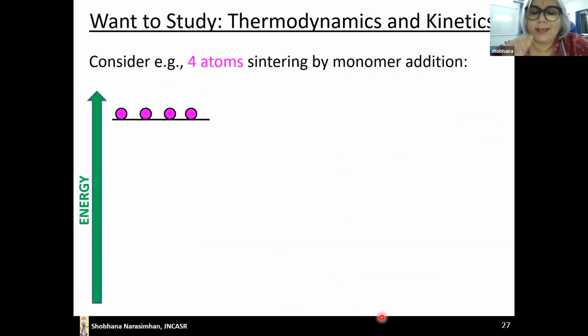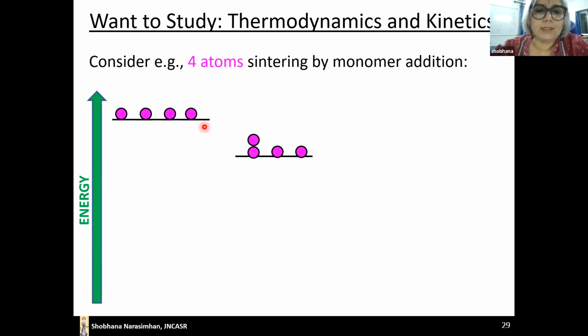So again, a couple of rather explanatory, simple slides. Apologies if it seems too elementary. So we want to study the thermodynamics and kinetics. So for example, if we have 4 atoms sintering by a process of monomer addition. So these are my 4 atoms. And one of them, say this one, moves to join with this atom to coalesce with it. So then I have now a dimer and 2 monomers.